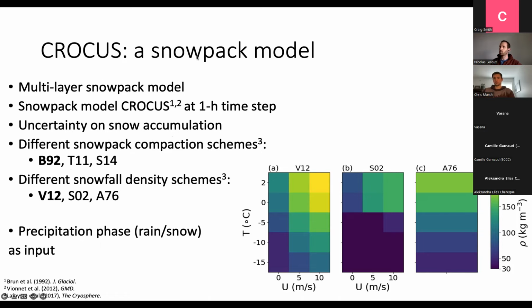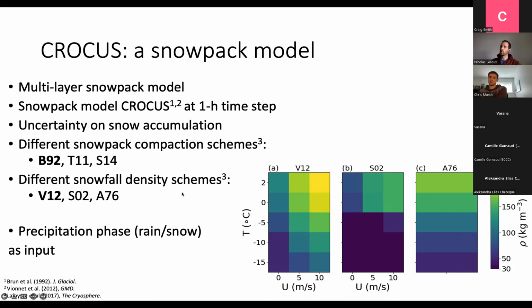And we're also using different snowfall density schemes. Here I can introduce them quickly. We have V12, which estimates a snowfall density based on temperature and wind speed. SO2, which also uses air temperature and wind speed, as well as relative humidity. And we have a very simple method, A76, which is only based on air temperature. And we can see how they differ in estimating snowfall density.